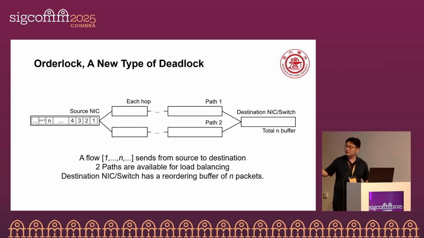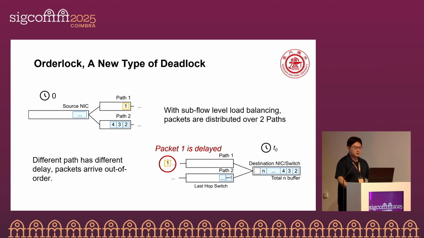Take this scenario. We have two different paths for flow to balance. These paths converge at the reordering buffer at the destination NIC or switch, where we do in-network reordering, which can hold a total of n packets for handling out-of-order arrivals. With sub-flow load balancing, packets are spread across both paths, but because these paths have different delays, packets may arrive out of order. In this example, packet 1 is delayed on path 1.